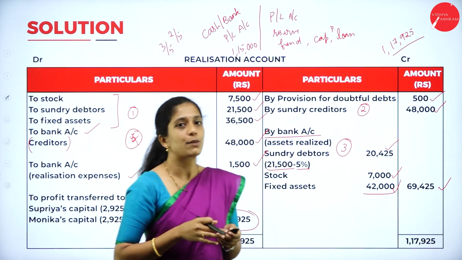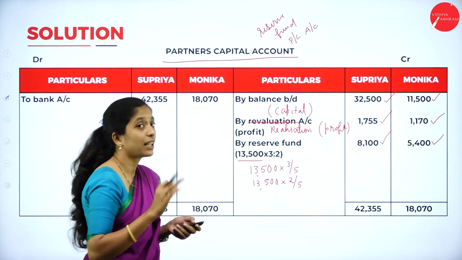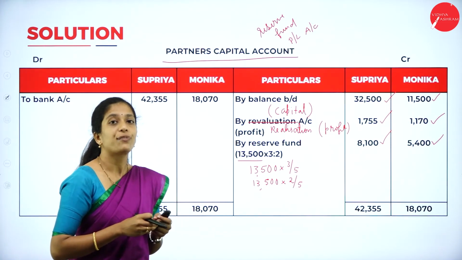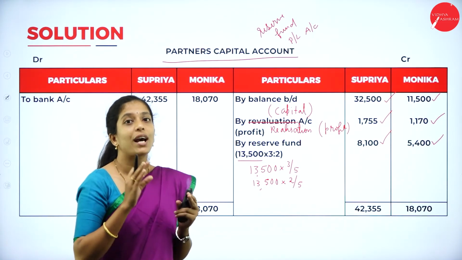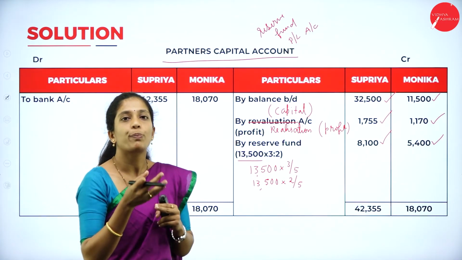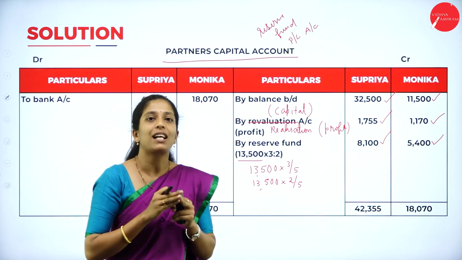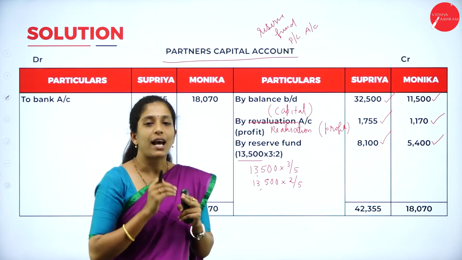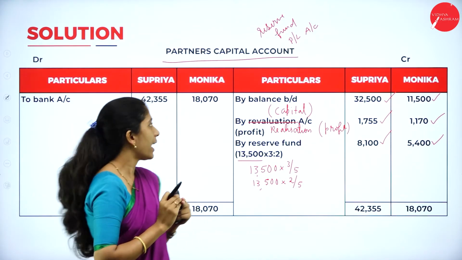We have to balance both the side, and the balancing figure has to be transferred to bank account. Here we are not going to carry down that amount because we are not going to prepare balance sheet. We are closing down the business, so that amount has to be transferred to bank account.